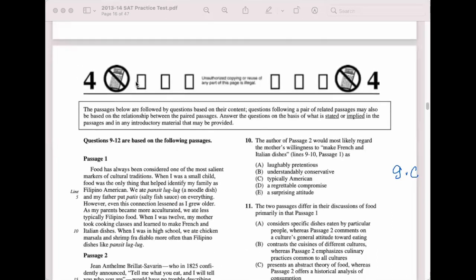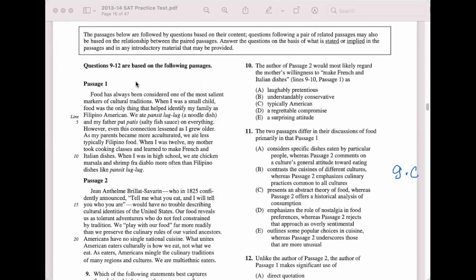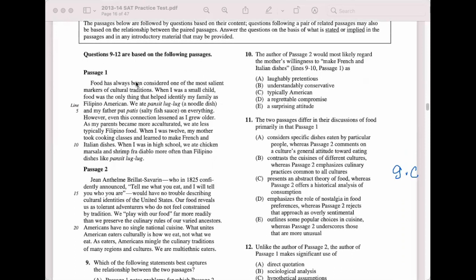Let's go to question 10. The author of passage 2 would most likely regard the mother's willingness to make French and Italian dishes as... So before we come to the options, what would the second passage's author's response be? It would be a positive response, right?